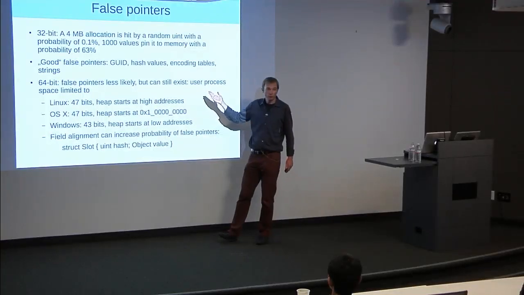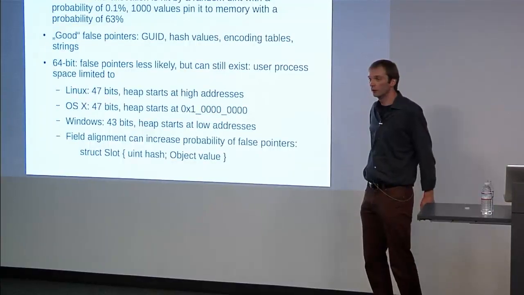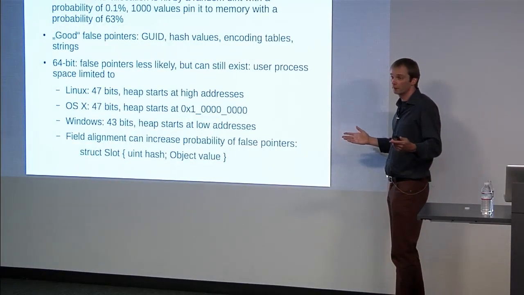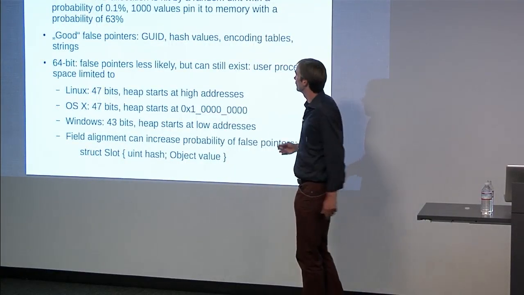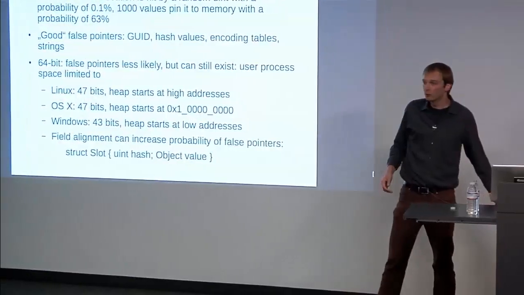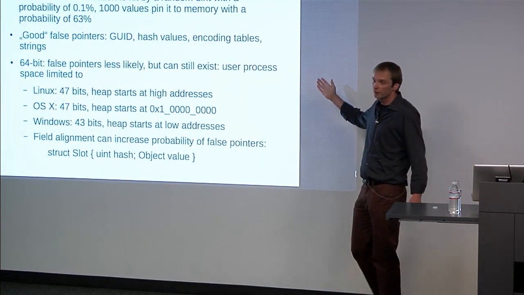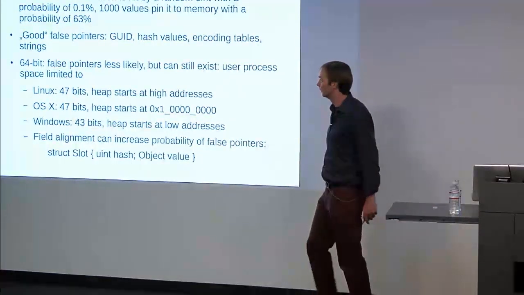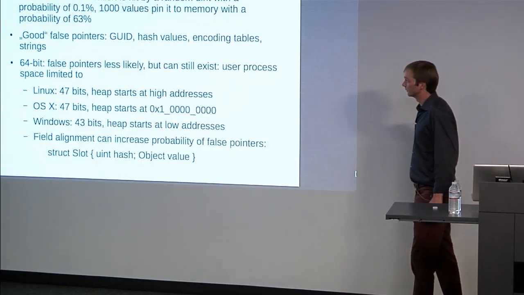GUIDs. I don't know if you know, that's a Windows term for global unique identifiers. This is a 16-byte, more or less random value to identify interfaces. Hash values are also meant to be distributed equally across the number space. Encoding tables, like you find in standard Unicode tables, and strings in the data segment are also not so bad candidates.